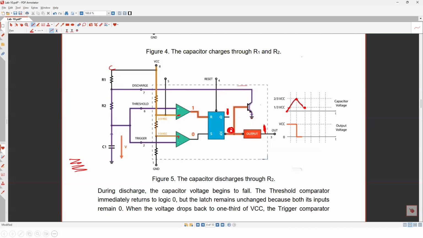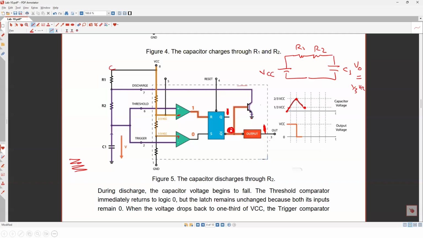During charging, we have two resistors, R1 and R2, and the input battery is VCC, and then I have capacitor C1. The initial voltage of VC is actually 1/3 of VCC. So we are going to charge from 1/3 VCC until 2/3 VCC. Okay, so that's very important.